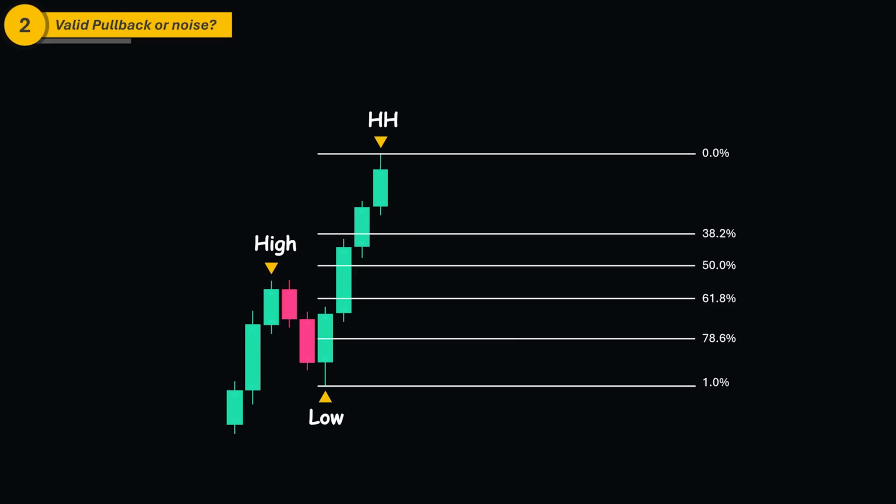For a pullback to be considered valid, it must retrace at least to the 38.2% level. If the price doesn't reach this level and continues higher, it's often just internal volatility, a weak reaction with no real correction behind it. These shallow moves are unreliable and can lead to false signals.